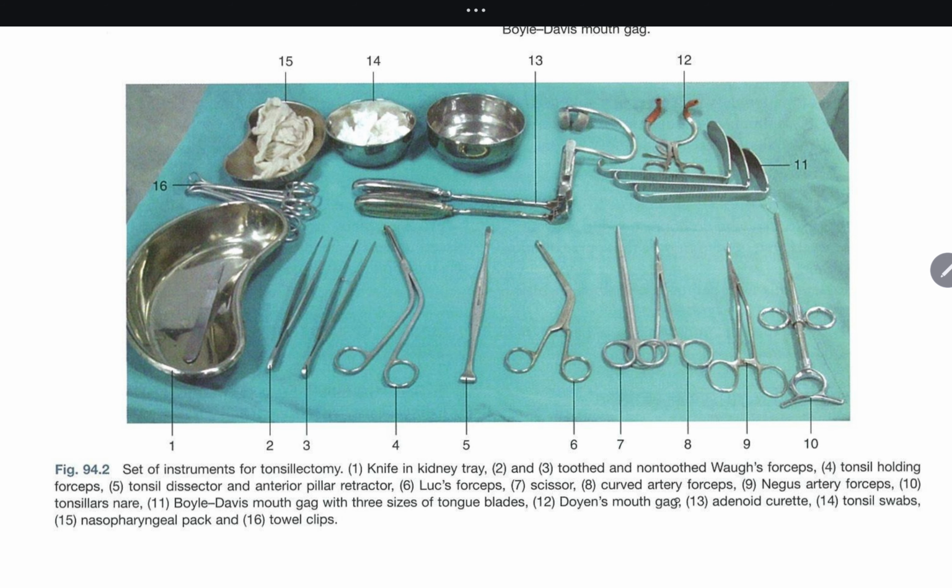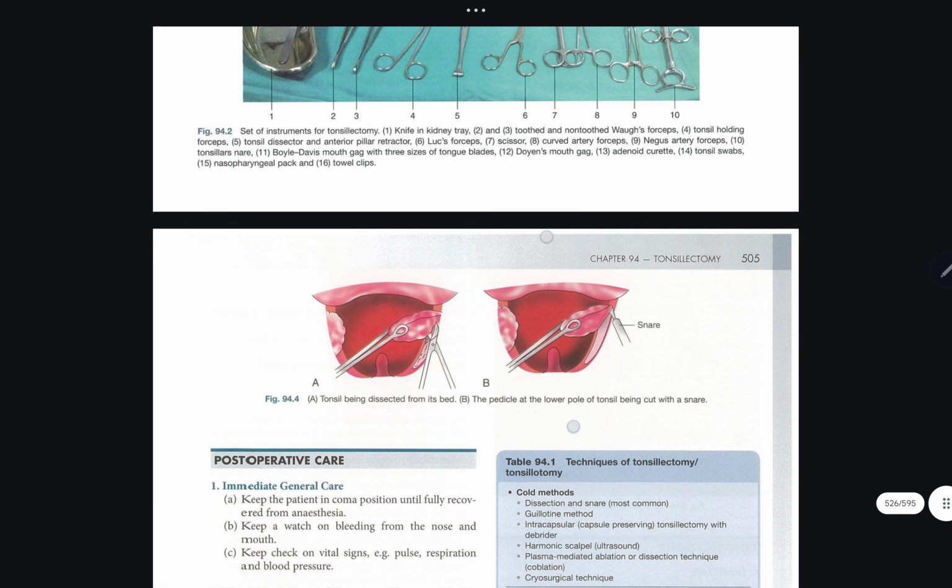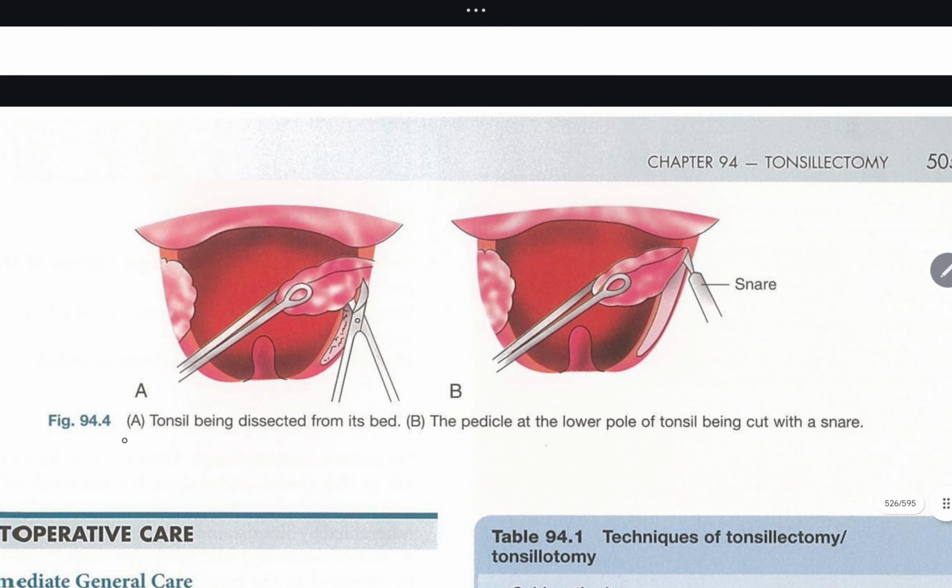12. Doyen's mouth gag. 13. Adenoid curette. 14. Tonsil swabs. 15. Nasopharyngeal pack. 16. Towel clips. A. Tonsil being dissected from its bed. B. The pedicle at the lower pole of tonsil being cut with a snare.